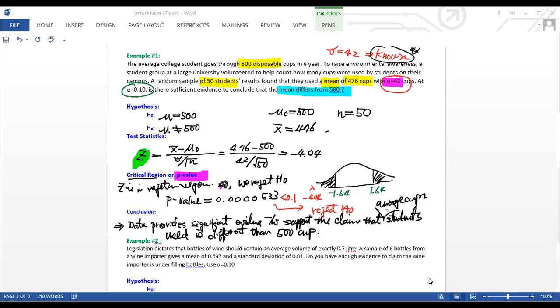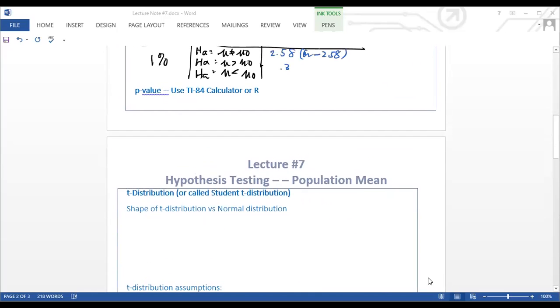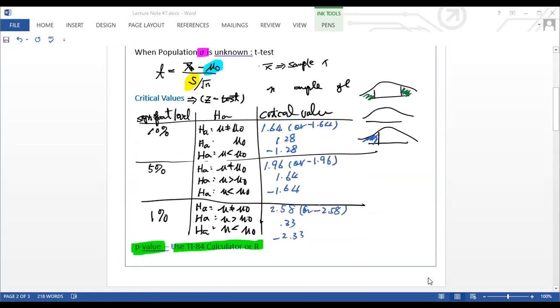So now we know how to do the hypothesis testing for the z-test. We have been using the z-test for testing the population proportion. All right, so this is a good place to stop. In our next video, we're going to talk about how to redo the population test when sigma is unknown, and then we're going to use the t-test. What is the t-test? We're going to talk about it in our next videos.